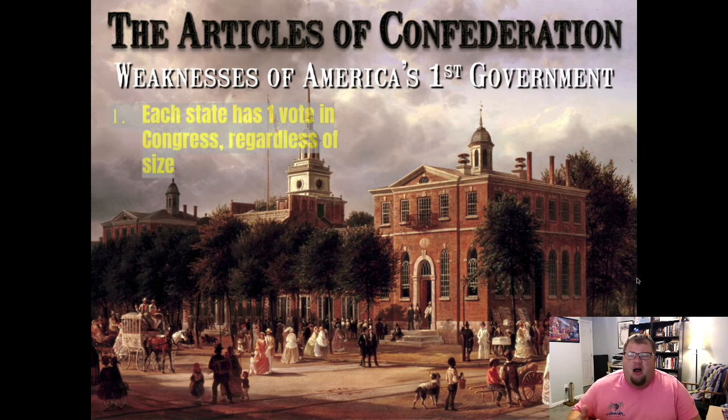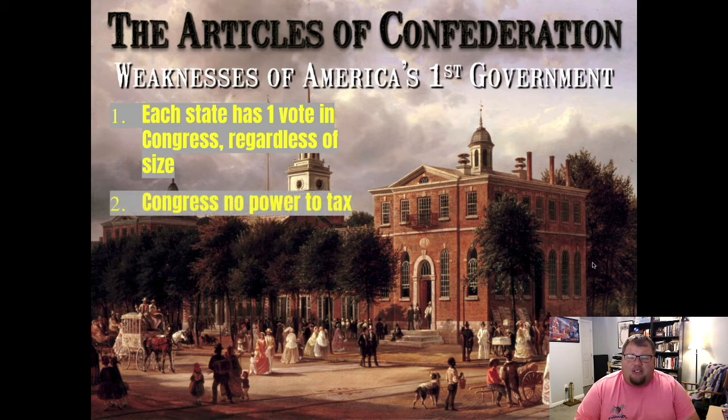And so one of the weaknesses that it had is that each state has one vote in Congress, regardless of size. So one vote per state was how it worked. Then Congress had no power to tax. So we already know that the American Revolution happened, and there was a lot of money that was spent on it by the colonists, and so we're going to have to repay those debts somehow. But the national government doesn't have that power at this point.